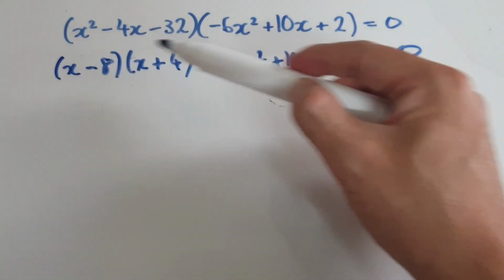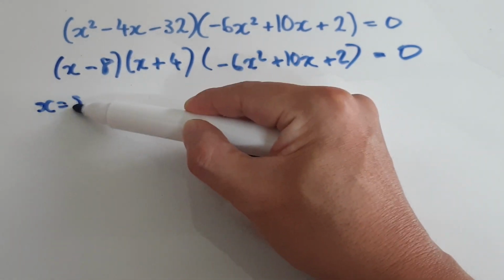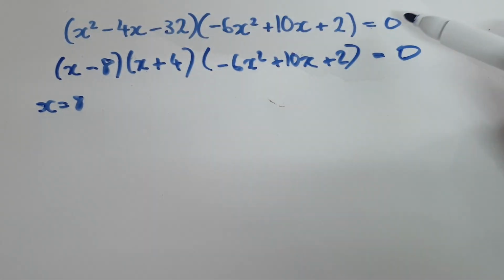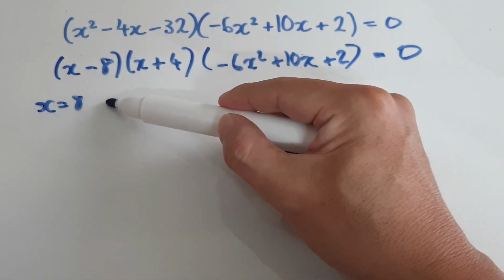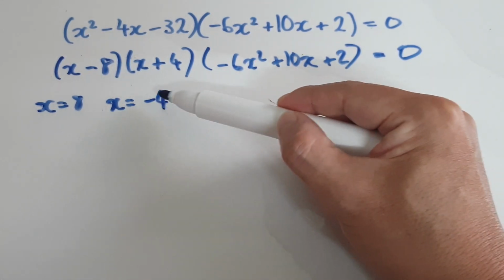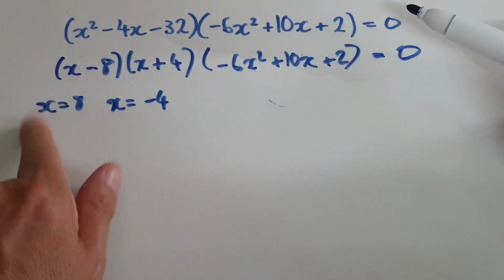Now we know one solution would be positive 8, so x equals 8. When you put 8 into here, the whole thing would be 0. And x equals negative 4 would make the whole thing here equal 0. So we know two solutions so far.